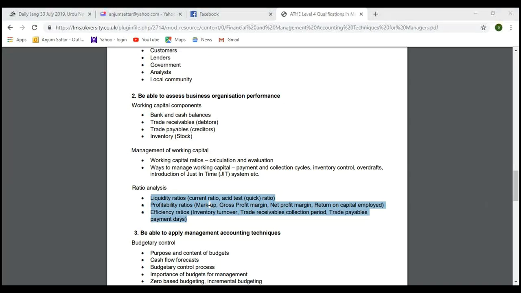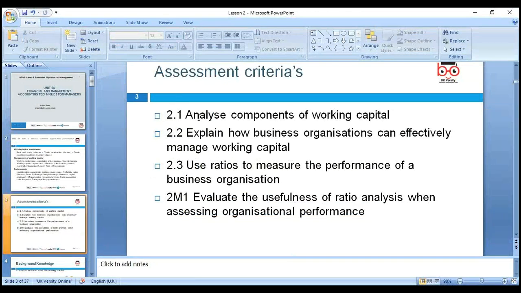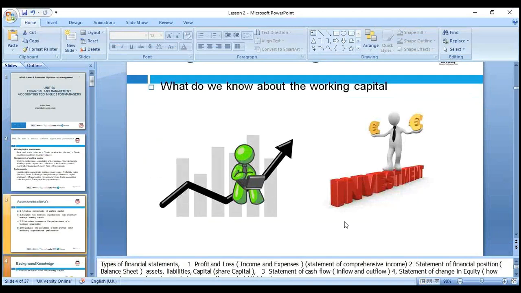Any question? So far, anybody? No? Okay. So today's lesson covers all these assessment criteria, and let's discuss what we know about working capital. Any thought about working capital?